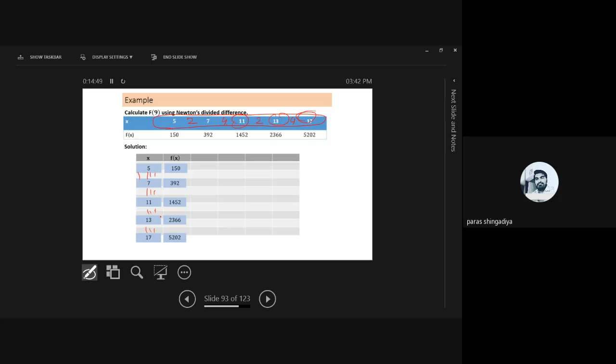Correct? Then in the first divided difference, what is the answer of A1? If I consider the A1 value, that is 392 minus 150 divided by 7 minus 5. That is the form: y1 minus y0 divided by x1 minus x0, with x1 being 7 and x0 being 5. So it will be 392 minus 150 divided by 7 minus 5, that is 242 by 2, and 242 by 2 will be 121. So the first answer you will get is 121.